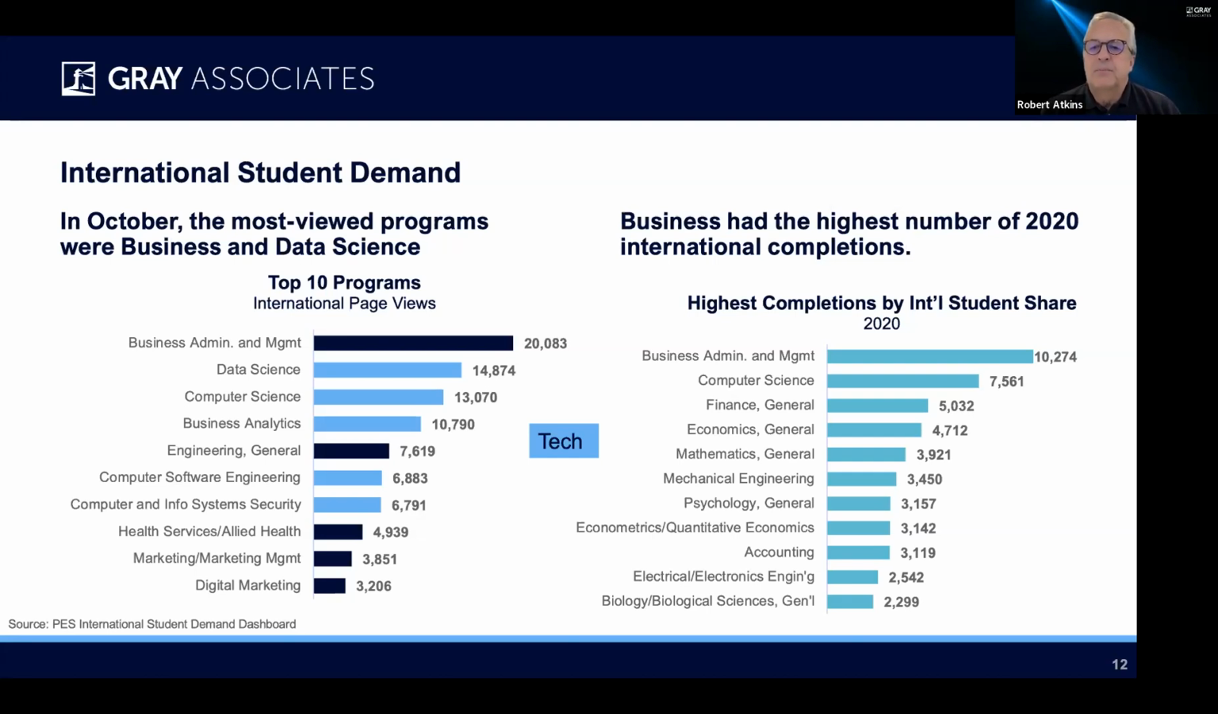Business had the highest number of 2020 international completions, followed by some similar areas, computer science as an example. But we do have some more general areas as well: finance, economics, mathematics, mechanical engineering, psychology, econometrics, accounting, electrical and electronics engineering, and biology and biological sciences. Still very much by and large STEM fields, but a little bit more diversified out of tech than the international page views are right now. And again, that's probably a timing thing. I think we're looking at the change between what students wanted when they enrolled a few years ago and what they're looking for right now.